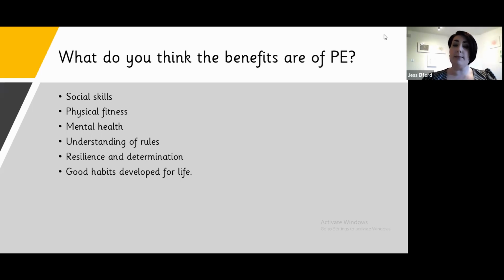It also allows children to develop their resilience and determination. They aren't going to be able to get a skill right on the first attempt, just as they're not going to be able to do column method in maths the first time they do it. But it allows them to develop that resilience and that determination to ensure that they succeed. Research has also shown that strong PE in primary and secondary schools allows good habits to be developed for life. So if children are physically active and enjoy their PE in primary and secondary schools, it allows them to develop those habits that go on past that. So they're more likely to be more active once they leave school and keep that lifestyle going.